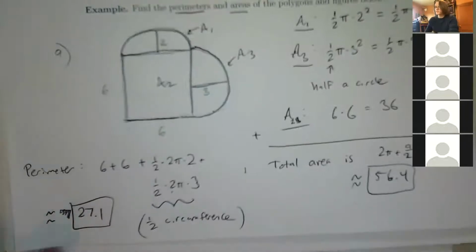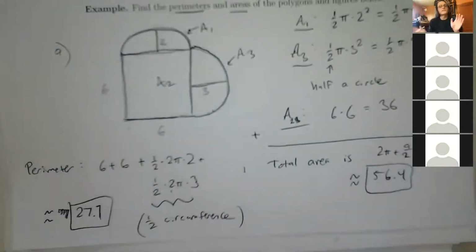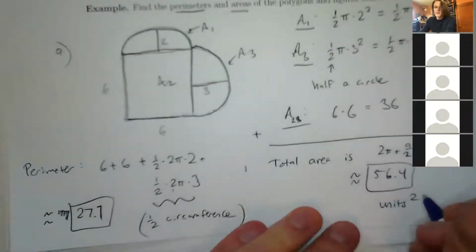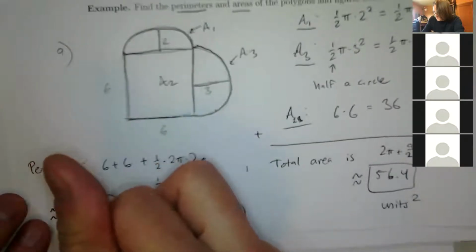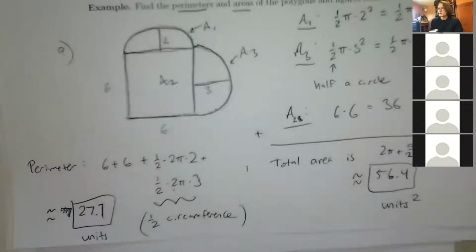All right, so my perimeter is about 27.17, sorry, 27.7, and my total area is about 56.4. Again, this would be units squared, and this would just be units, where units would be whatever the units of the numbers are. All right, so that's a quick little memory jog. Any questions with that? Again, with composite figures, we're just breaking these more complicated shapes into ones that we know how to compute the areas and perimeters of.